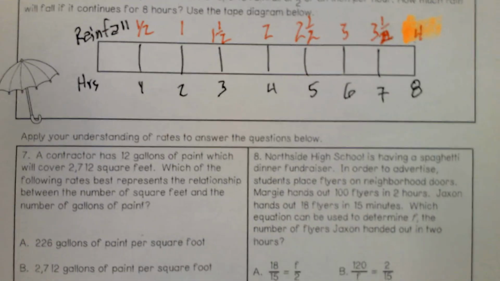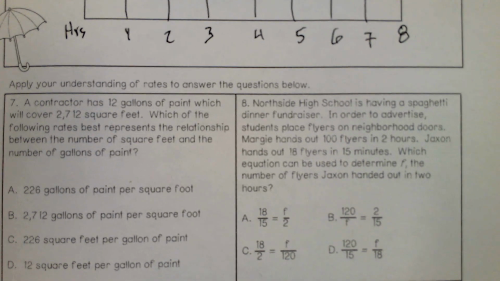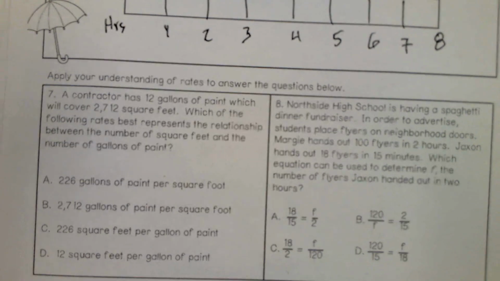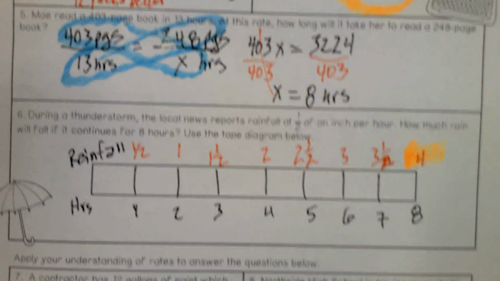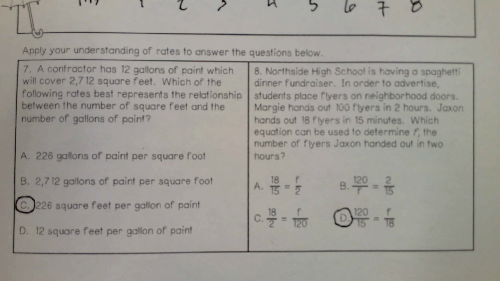So the last thing, just to show your understanding, try 7 and 8. I'll give you a couple minutes. So hopefully for number 7, you picked 226 square feet per gallon of paint. And for number 8, to find the number of flyers Jackson handed out, it would be 120 over 15 is the same as F over 18, which is D.